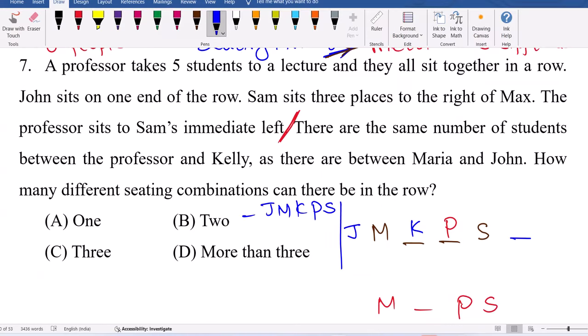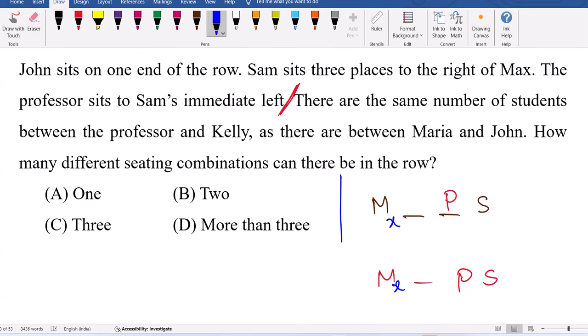Maria. Okay, this is Max right here. Max, and this is Maria. Fine, yes. Between Maria and John, right? I've taken Max. Agreed. Then one moment: Maria is the 6th person. I'll put the suffix X for Max. Maria is the 6th person, so there are total 6 people. Now, between Maria and John, how many people? And the same number of people between professor and Kaylee, right?